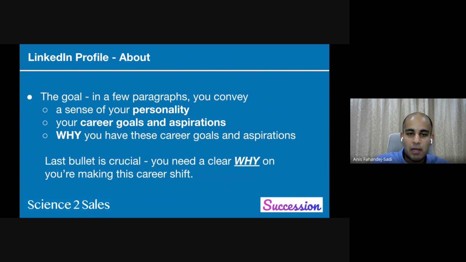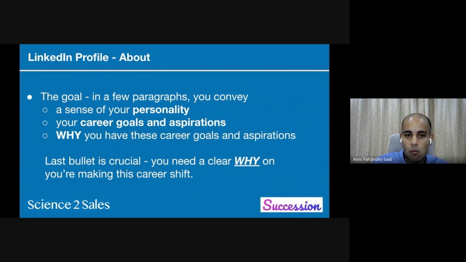So in a few paragraphs, you want to convey who you are, your career goals and aspirations, and ultimately why you have these career goals and aspirations, right? I would suggest first person. I would suggest a semi-professional, but casual-ish tone. You don't want to come off as corporate speaking. You don't want to come off in the third person. This is where you talk about yourself and really what drives you, what wakes you, and what motivates you. And the last bullet point is crucial.